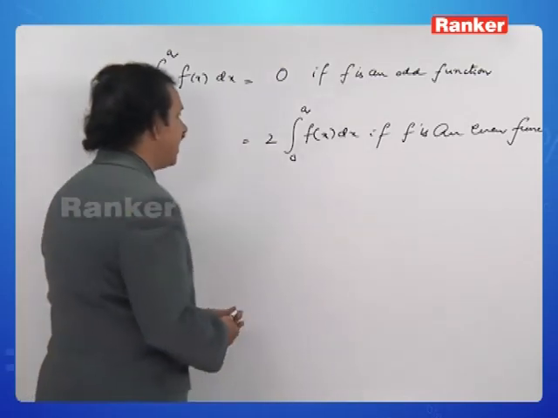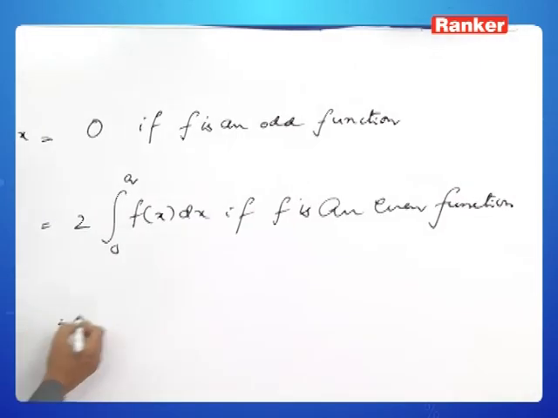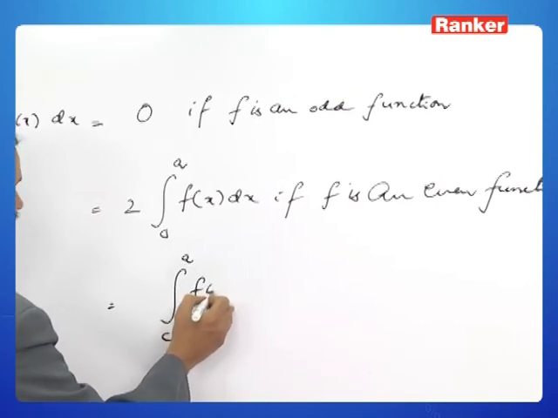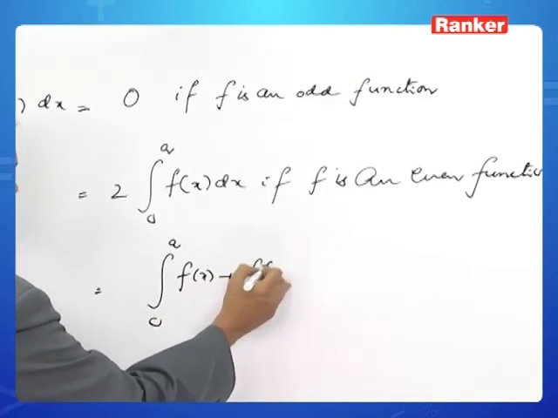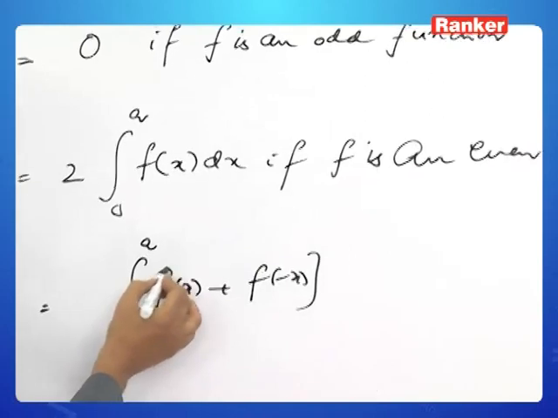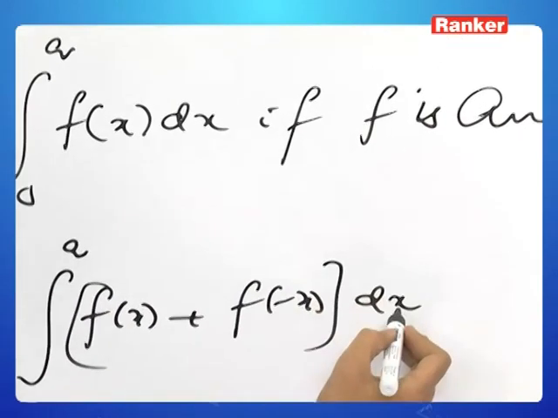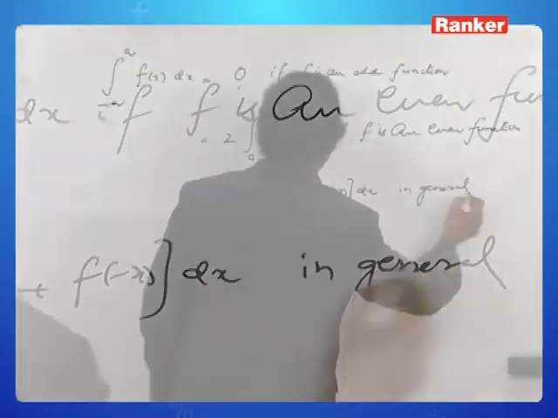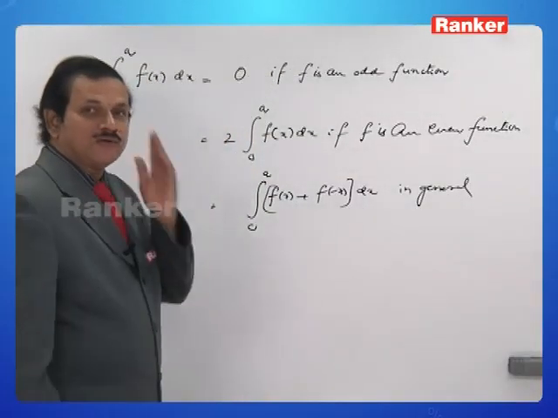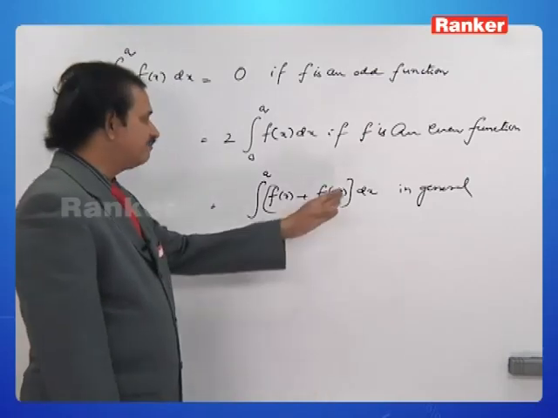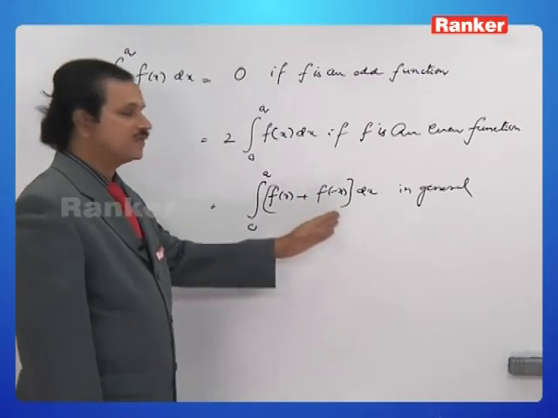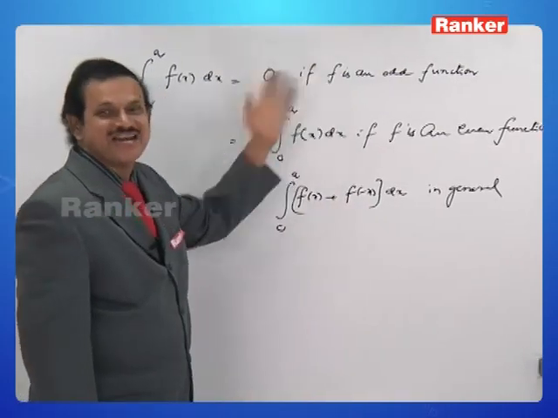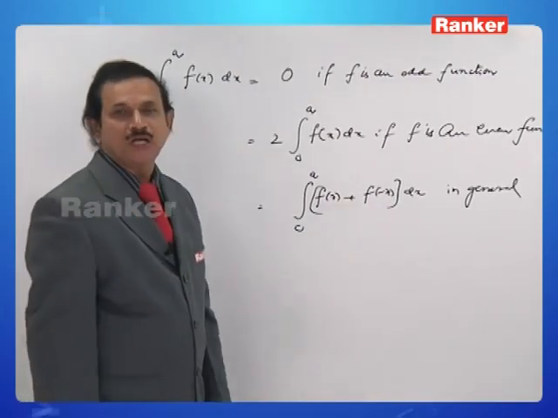And in general, you can have it like this. This is equal to integral 0 to a of f of x plus f of minus x dx, in general. Suppose f of x is an odd function. F of minus x becomes minus f of x. F of x minus f of x becomes 0. This stands true.